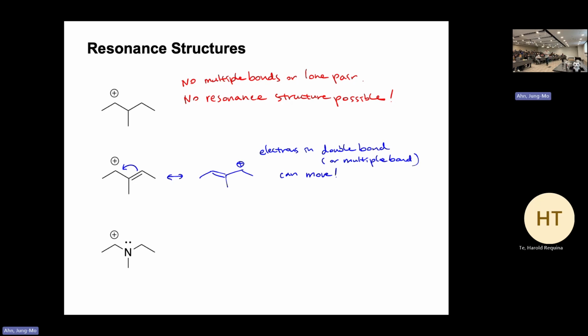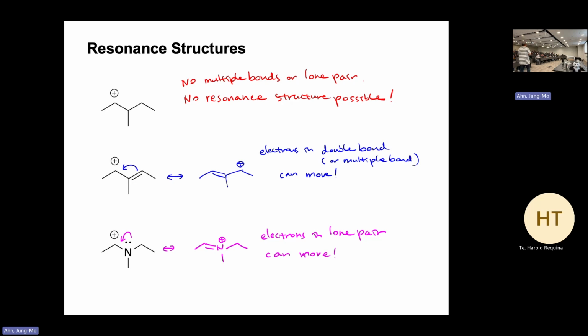What about this one? Can I draw the resonance structures? I don't see any double bonds. There's no triple bonds. So no resonance structures. But I told you a lone pair also can move. So nitrogen has a lone pair. If this is a carbon, it's impossible unless you got negatively charged. But this nitrogen has a lone pair. The lone pair can move and make a double bond between those two carbons. That's going to make the positive charge go to nitrogen.